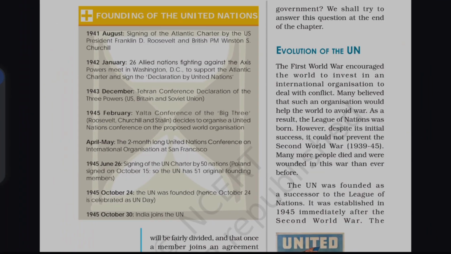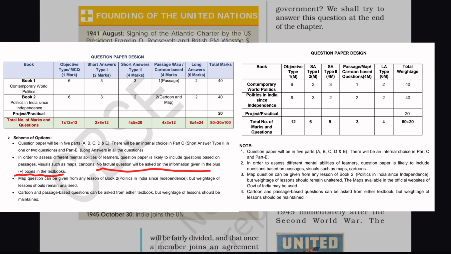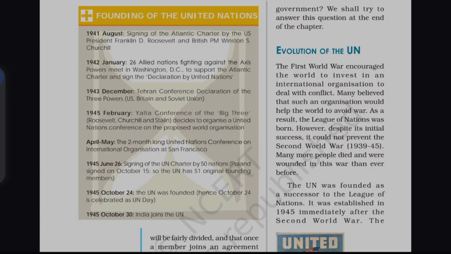Now these plus boxes, this becomes a little bit controversial because last time it was mentioned in the syllabus that from plus boxes factual questions will not be asked, but this year if you look at the political science syllabus, they have removed that part. That line that said that from plus boxes factual questions will not be asked has been removed, so that makes it a little bit risky for you to entirely skip it.